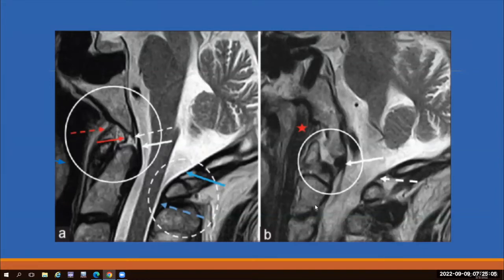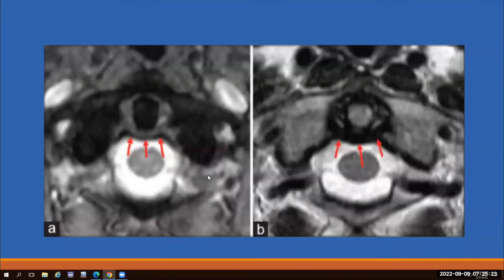And then if we move off kind of parasagittal, you actually get a nice look at the alar ligaments, which are coming from the tip of the dens and inserting on your occipital condyle, which is right here. And this red star is showing us the position of the longus capitis muscle. So this is the normal MRI appearance of ligaments. So let's talk about one more ligament here. And then on axial images, this is the normal appearance of your transverse atlantal ligament.